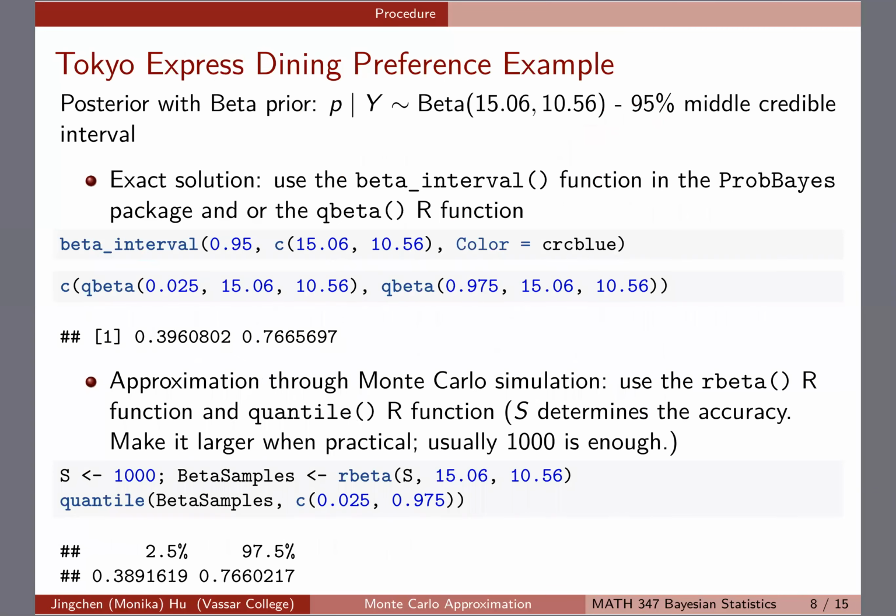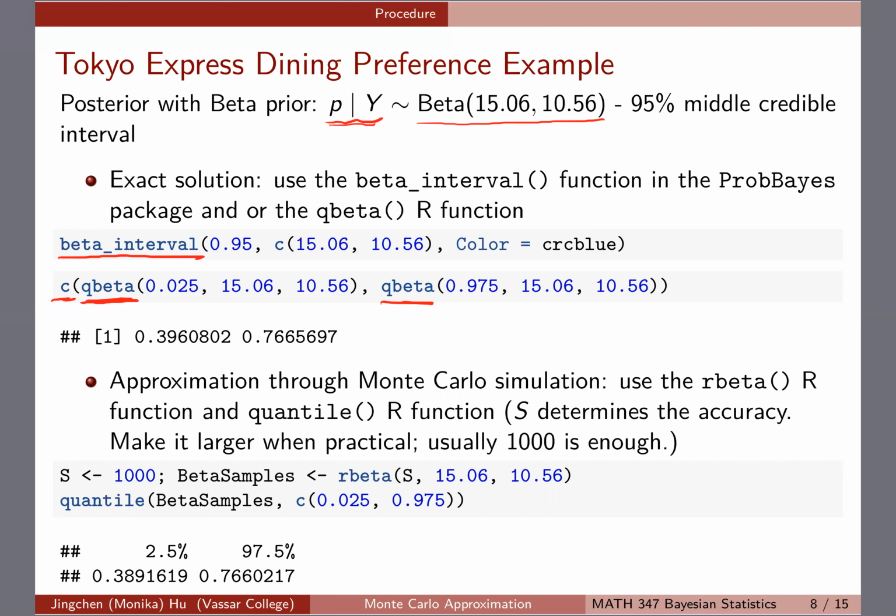All right, so just to put it in practice, we saw before that we have this beta prior for the proportion, for the Tokyo Express dining preference example, and remember we come to this posterior distribution. So it's beta 15.06 and 10.56. And remember, we did the exact solution using either the beta interval or the qbeta function. And that will be able to give you a middle 95% credible interval. That's when you know exactly what the posterior distribution is, right?